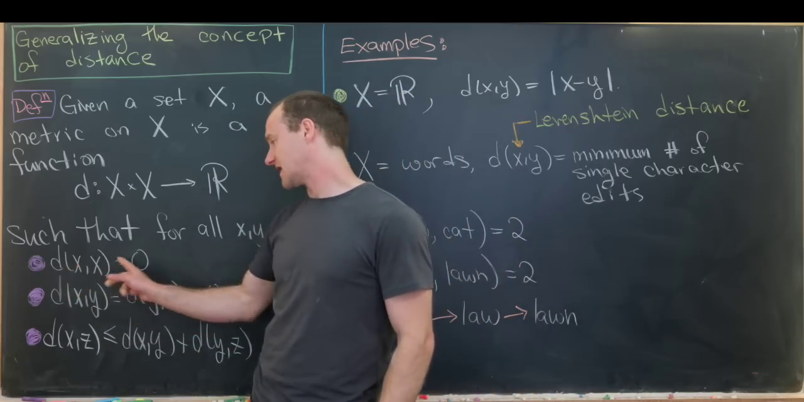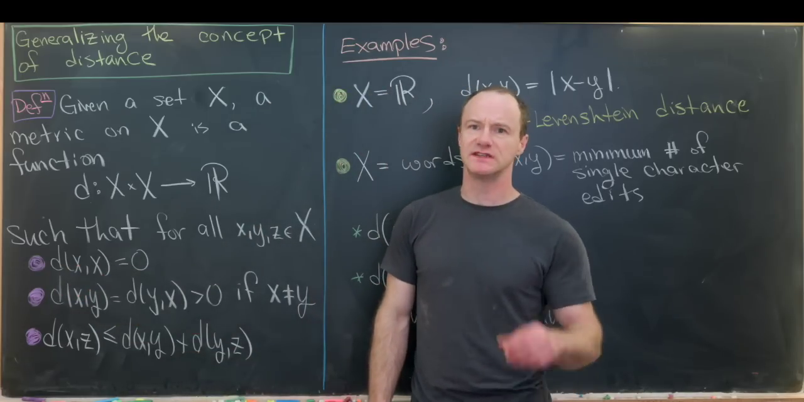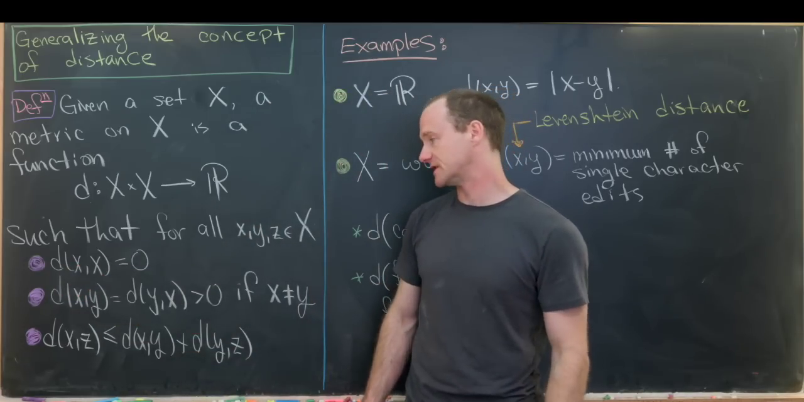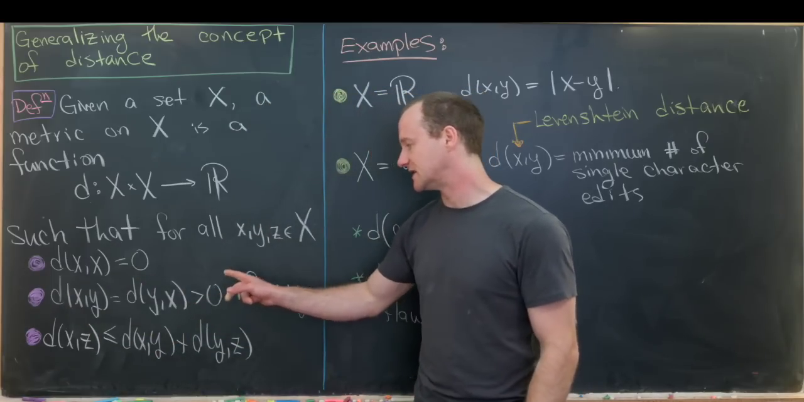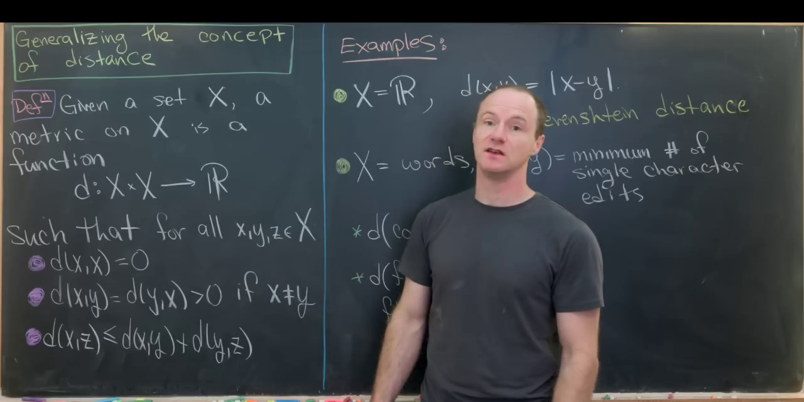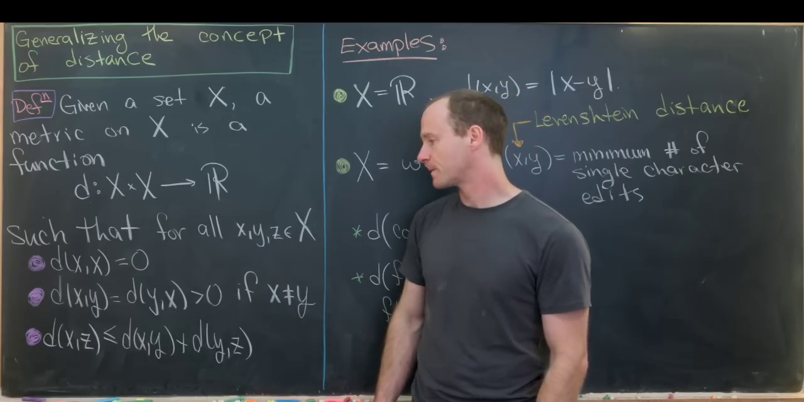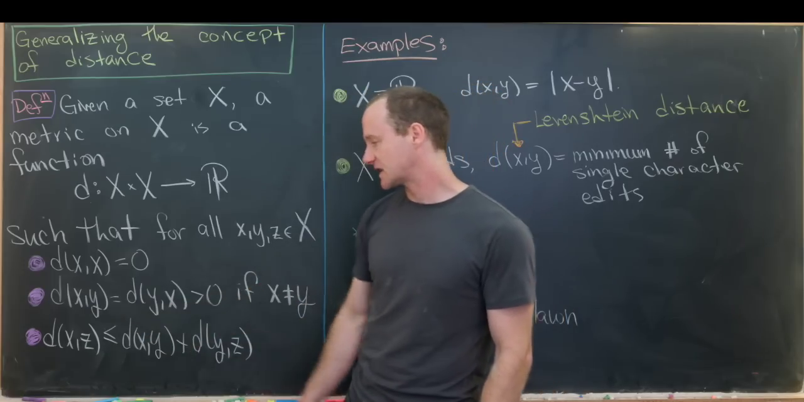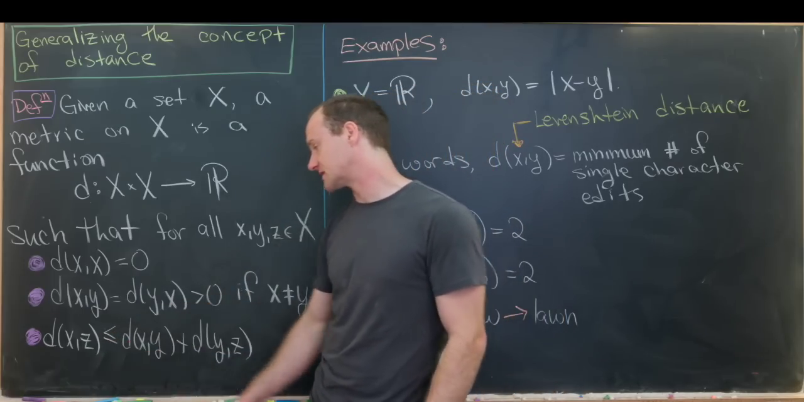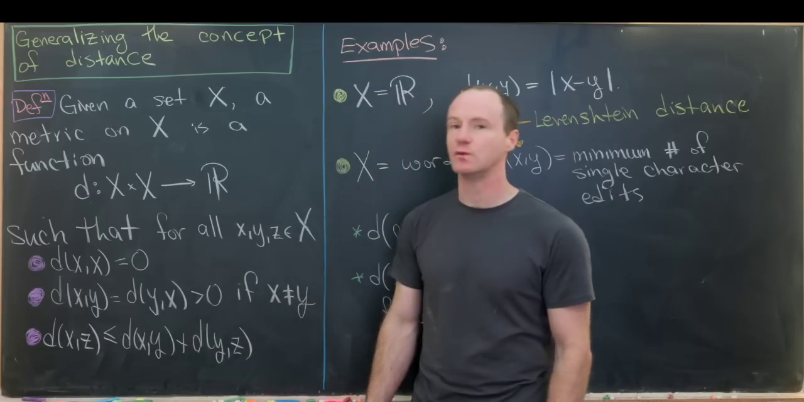So d(x,x) equals 0. In other words, the distance between a point and itself is 0. Next, we have d(x,y) equals d(y,x) is bigger than 0 if x is not equal to y. And then finally, we've got this triangle inequality. So d(x,z), I should say, is less than or equal to d(x,y) plus d(y,z).